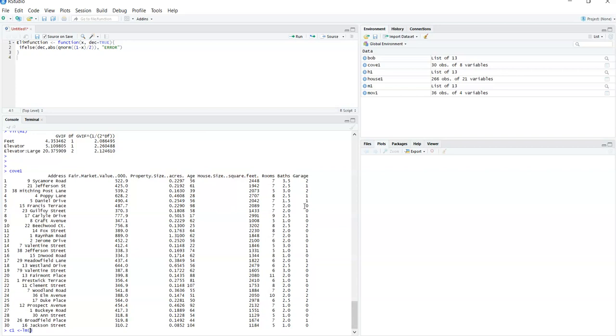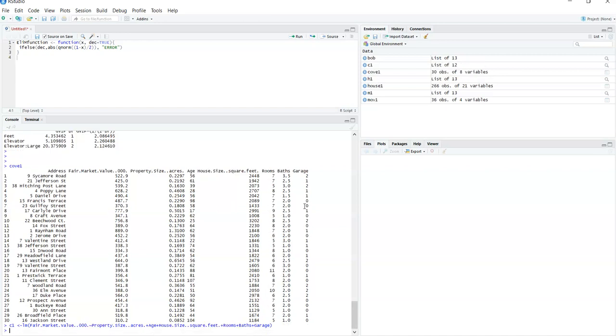First, you want to know what you're trying to predict. I'm trying to predict fair market value. Boom. Tilde. I'm going to utilize property size. I'm going to utilize age. I'm going to utilize house. Not that. House. The right variable. I'm going to utilize rooms. Oops, got to type it again correct. Yeah, that was correct. Rooms. And then baths plus garage. All right, so there's my linear model.